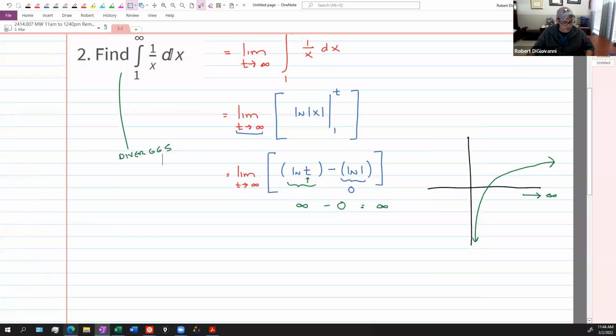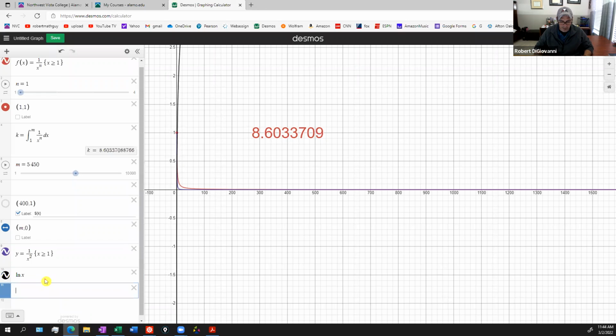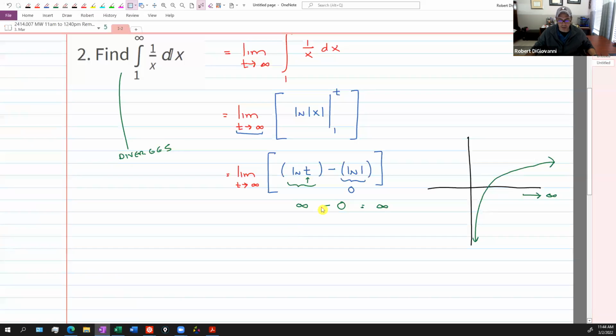You know what? Let's try this. I bet I can tell you where it is. I'm going way off topic, I'm so sorry. Natural log of x. Let me graph natural log of x. All we have to do is solve this. I want to know when this gets bigger than 100. So I just want to know when natural log of t is bigger than 100.